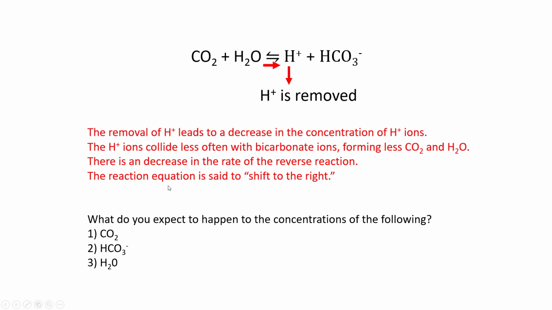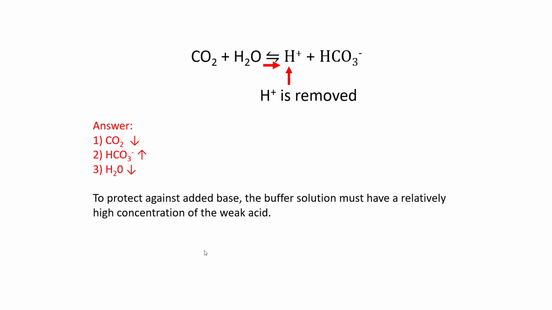So this reaction equation is said to shift to the right. What do you expect to happen to the concentration of the following: CO2, bicarbonate, and water? Go ahead and pause again if you want to try and answer on your own. Okay, if hydrogen ion is removed, then we'd expect, if you compare the backward and the forward reaction rates, that the forward reaction rate will be greater.